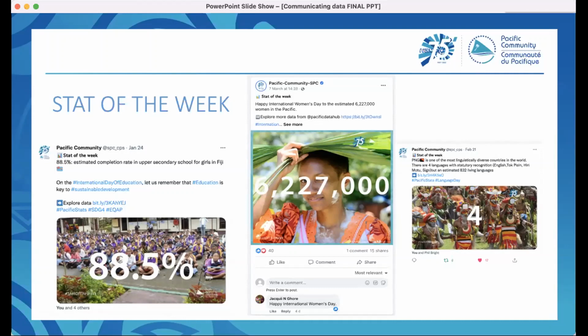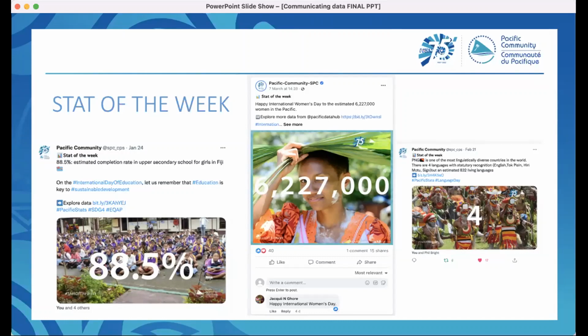I'm showing this example because it has been a really successful social media series for the Pacific community, as it presents really interesting information in an engaging way, and it's been a very successful way to engage people in data and statistics on a couple of levels, either just on the face of it, just as the Stat of the Week post and the information that that presents, or for those who are interested in digging deeper and exploring the data on the Pacific Data Hub, the Stat of the Week posts include a link to the data set that the stat comes from.